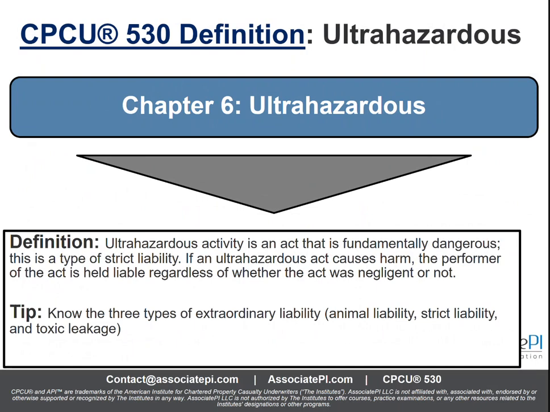Ultrahazardous. This is an important one that you'll probably see in some type of concept question, where it's going to ask you what is ultrahazardous, or it'll give you an example of a scenario, and you have to choose that the scenario is ultrahazardous. So know the 3 types of extraordinary liability, which is animal liability, strict liability, and toxic leakage. That all applies to ultrahazardous.